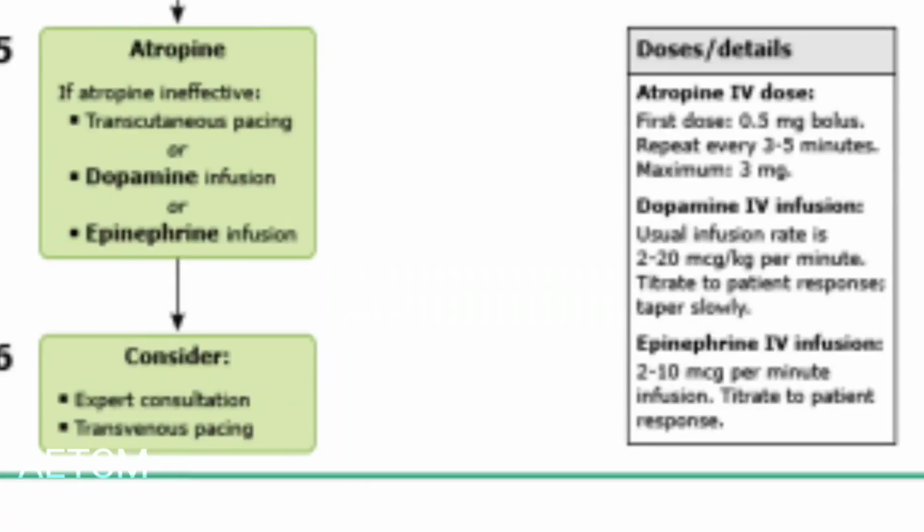One more thing to be told is the atropine doses. The first dose should be 0.5 mg, but in most Indian hospitals, atropine comes as 0.6 mg in 1 ampule, so it is justifiable to give 0.6 mg. The maximum dose which should be given is 3 mg. This dose has to be repeated every 3 to 5 minutes. And dopamine IV infusion at 2 to 20 microgram per kg per minute if requiring any chronotropic agents, and epinephrine infusion at 2 to 10 microgram per minute.